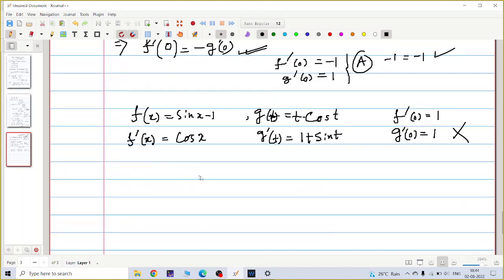Hello, Biplab. Here F dash 0 is not equal to minus G dash 0, right? Yeah, G dash 0 is 1. So this option is false. Yeah. Now, what about option C?